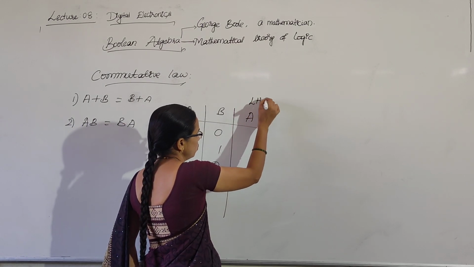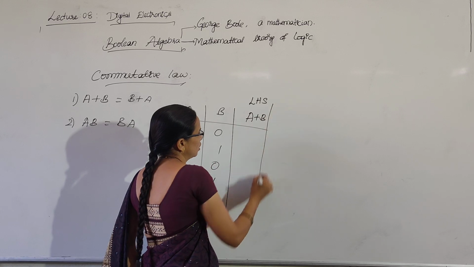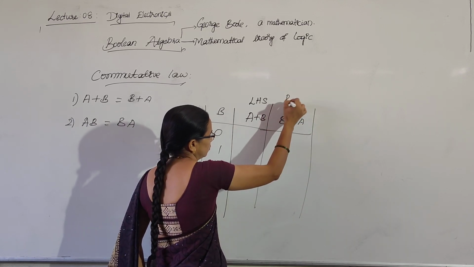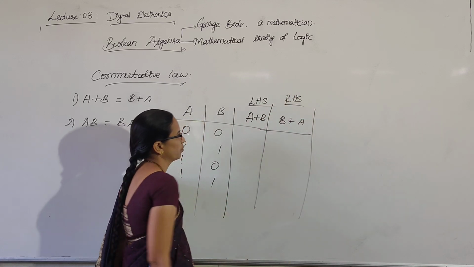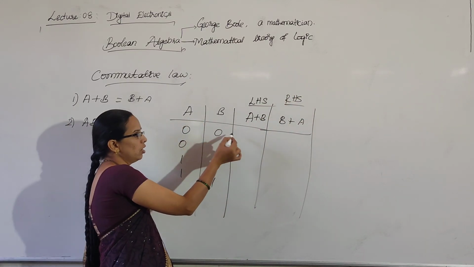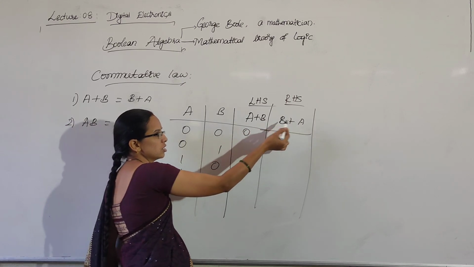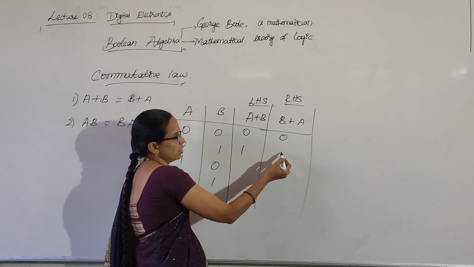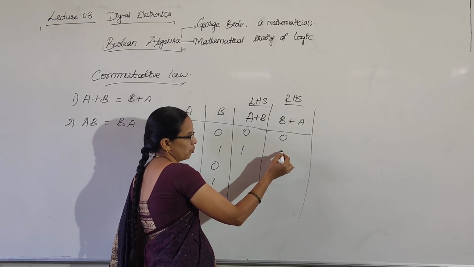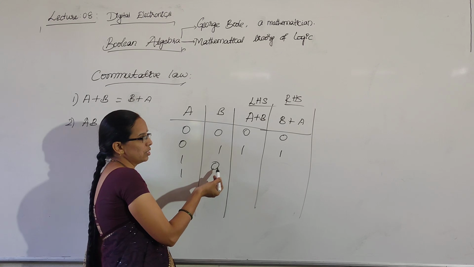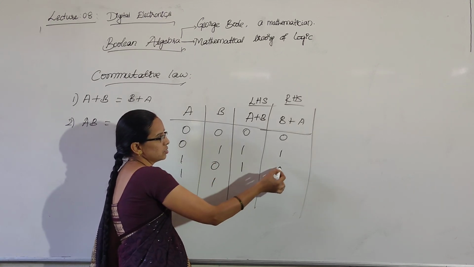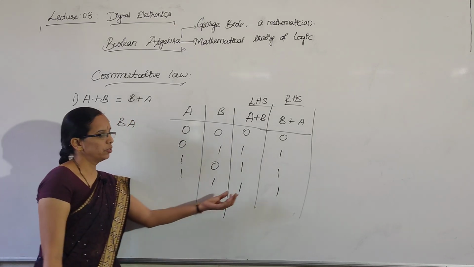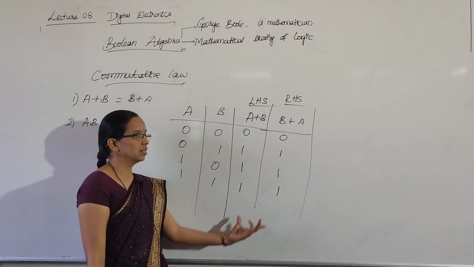Commutative: what is the LHS, and what is the RHS? 0 or 0 is 0. 0 or 0 is 0. 0 or 1 is 1. 1 or 0 is 1. 1 or 0 is 1. 0 or 1 is 1. Again 1 or 1 is 1. Because LHS and RHS are equal.